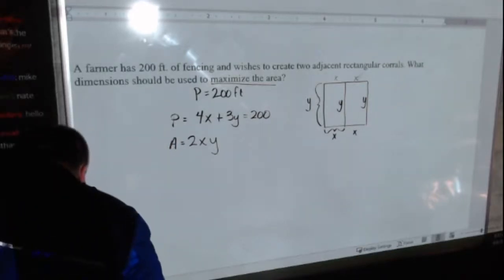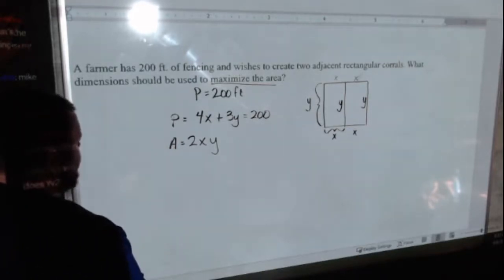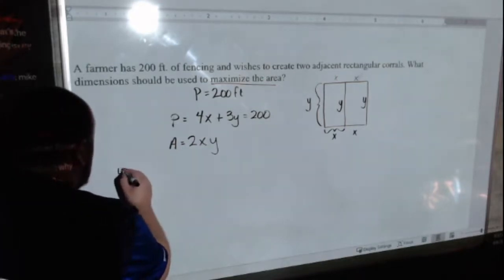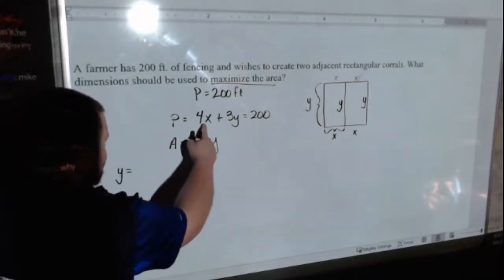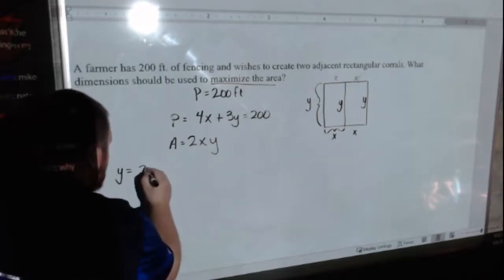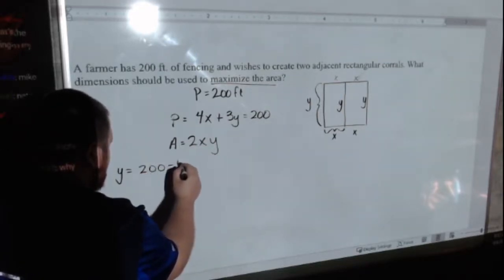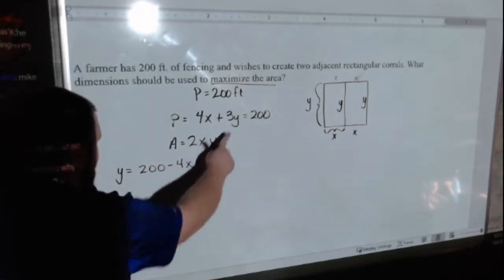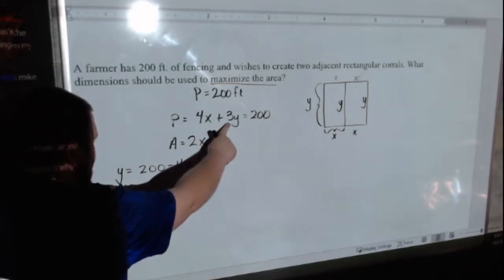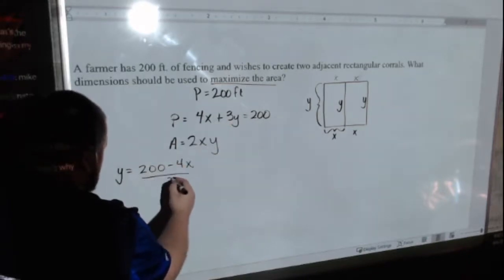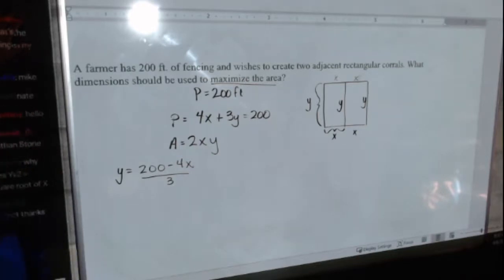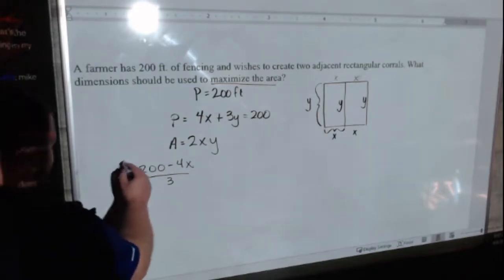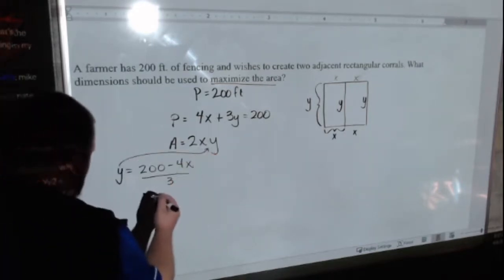So Y equals, I would just move the 4X to the other side. That would be 200 minus 4X. And then to get Y by itself, divide by 3. Now I'm going to plug that into my area equation.